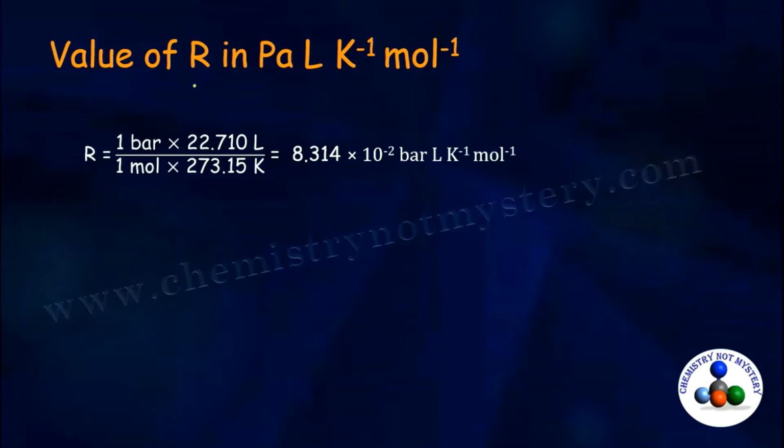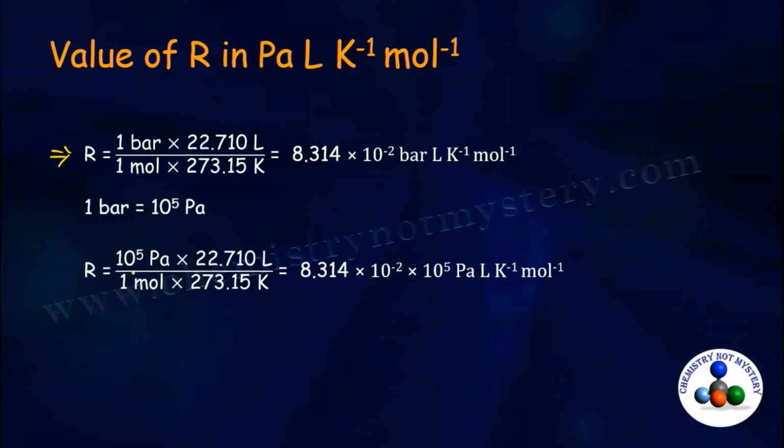Now find the value of R in Pascal liter per Kelvin per mole. We just have calculated the value of R in bar liter per Kelvin per mole. 1 bar is equal to 10⁵ Pascal. So when we place the value of 1 bar in terms of Pascal in this equation, you will get 10⁵ Pascal multiplied by 22.71 liter divided by 1 mole multiplied by 273.15 Kelvin.